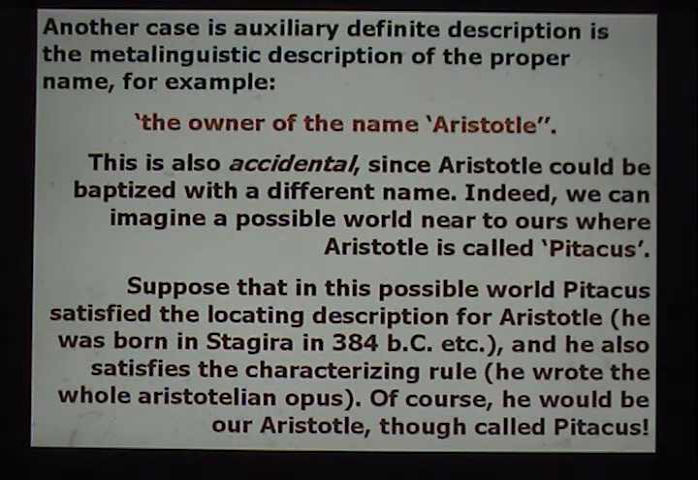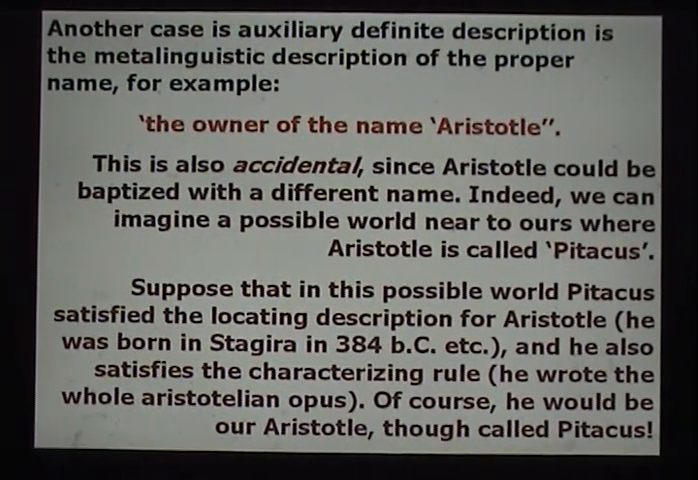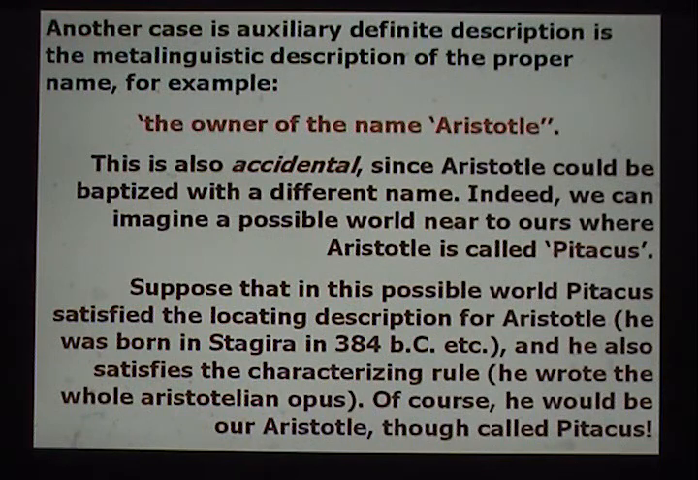Another case is the metalinguistic description of the proper name, for example, the owner of the name N, the owner of the name Aristotle. This is also accidental, since Aristotle could be baptized with a different name. Indeed, we can imagine a possible world near to ours where Aristotle is called Pittacus. Suppose that in this possible world, Pittacus satisfied the localizing description for Aristotle. He was born in Stagira in 384 and so on, and he also satisfied the characterizing rule. He wrote the whole Aristotelian opus. Of course, he would be our Aristotle, though called Pittacus.